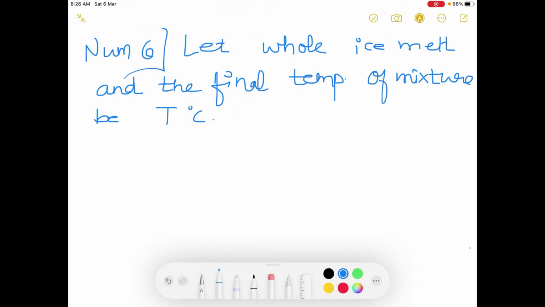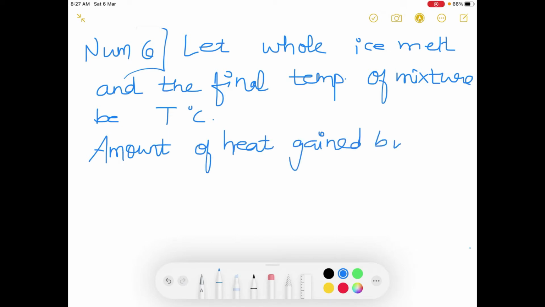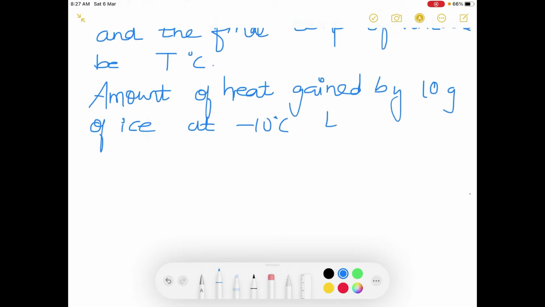First let's find the amount of heat energy gained by 10 gram of ice at -10 degree Celsius. So, amount of heat gained by 10 gram of ice which is at -10 degree Celsius to raise its temperature to 0 degree Celsius.